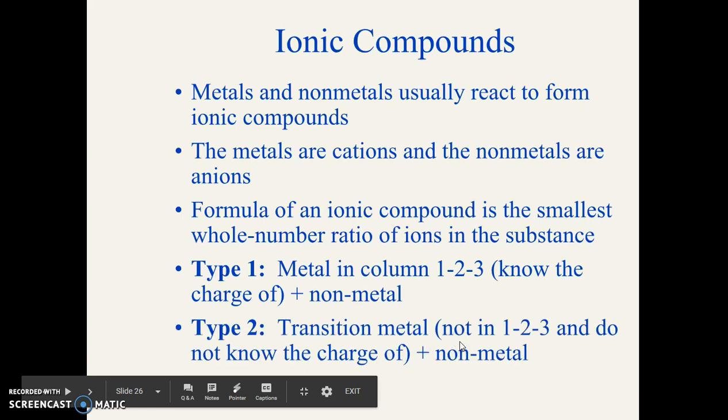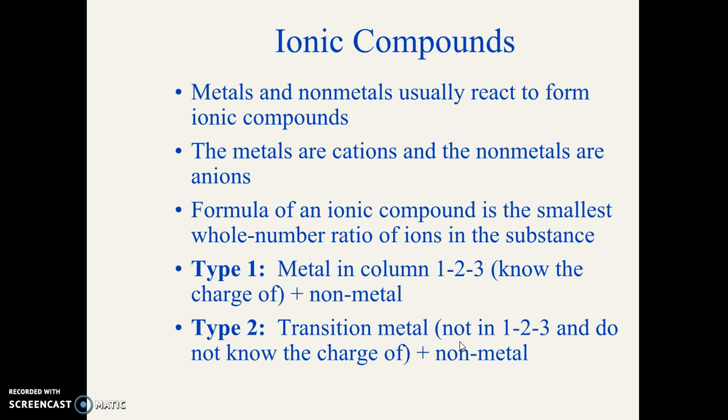This is where we get to deal with those lovely transition metals that don't follow the rules. So the first type is what we're going to call a type 1 or a type A metal. On the periodic table, these metals are in column 1, column 2, or column 3. We know the charge of them. So they're either a 1+, a 2+, or a 3+. The alkali metals, alkaline earth metals, and then the boron group. We know these guys have a 1+, 2+, or a 3+ charge based on their valence electrons. So a type 1 ionic compound is a metal in column 1, 2, or 3 bonded to a nonmetal.